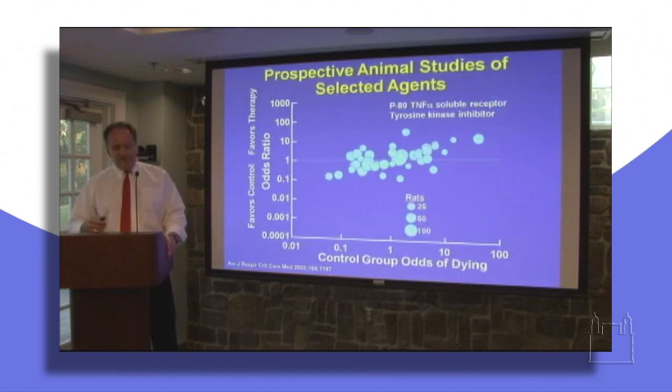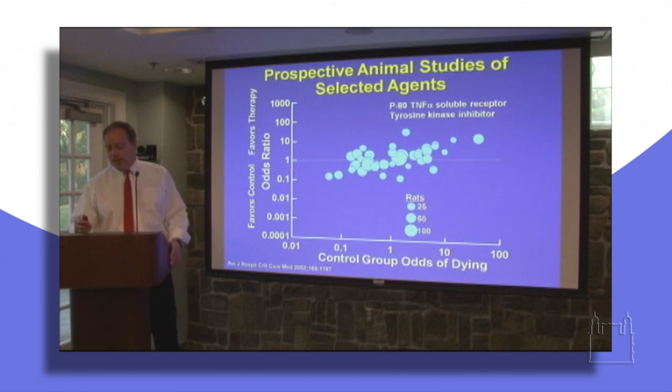And this is what we found. Again, this is a meta-regression. Here is benefit, here's harm, and here are the control odds of dying, the control mortality rate, which is what we're regressing this data against. And here's a 50% mortality. And you can see below a 50% mortality, these anti-inflammatory agents look terrible. Above a 50% mortality, they look like they are a great treatment.